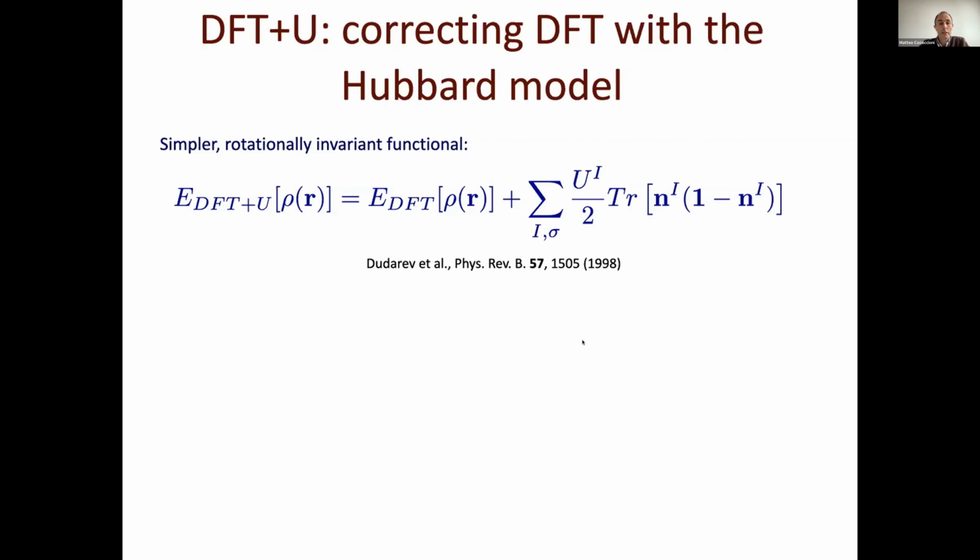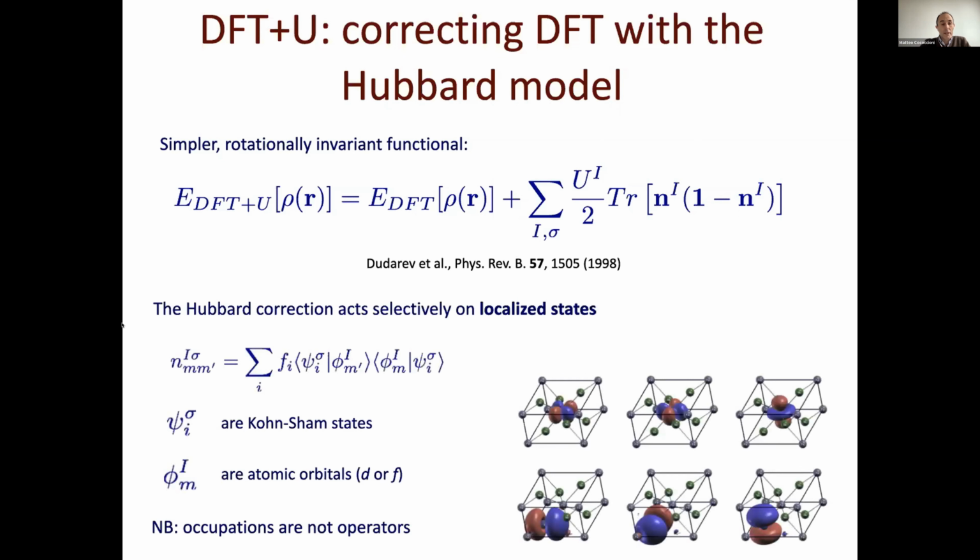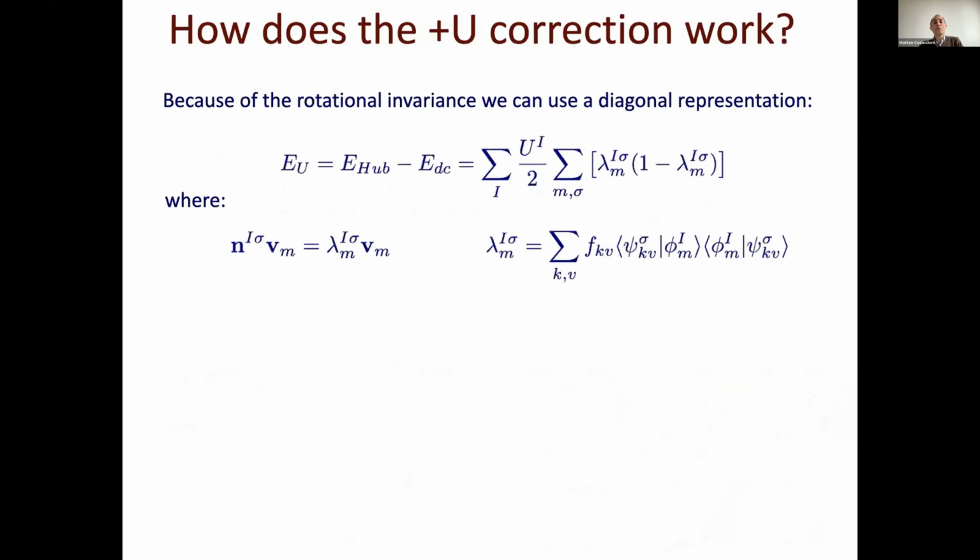So a so-called idempotent occupation matrix. How it works: again, this is the definition of the occupation matrix as a projection onto atomic states, of which you get a representation down here. And in order to understand how it works, you have to keep in mind that it only acts on localized states. And if we look at the potential, we can do that using the diagonal representation, because we still have a rotationally invariant formulation for this corrective functional.